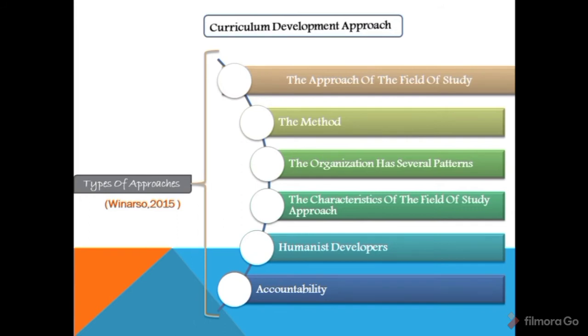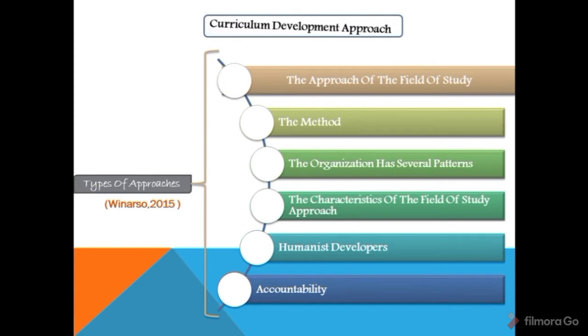Third, the organization has several patterns, namely A. Correlated curriculum. The organizational patterns studied are correlated with other lessons. B. Unified or concentrated. C. Integrated curriculum. D. Problem-solving curriculum. The material contains topics of social problem solving faced in life, using knowledge and abilities obtained from various subjects or disciplines. Fourth, the characteristic of the field of study approach is the varied evaluation sections tailored to the objective nature of the course.